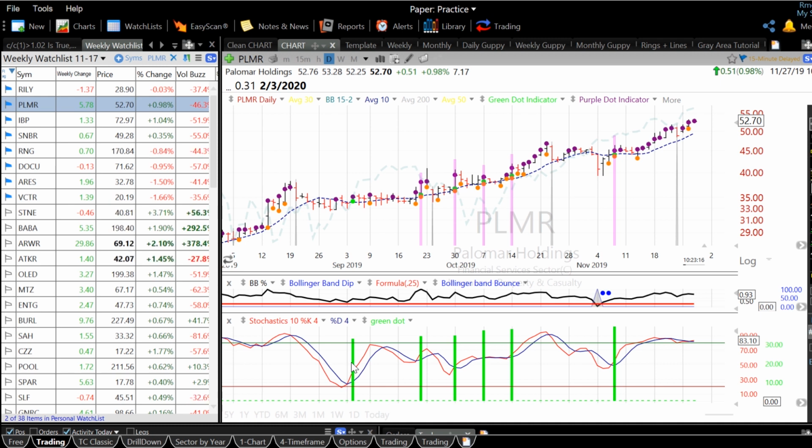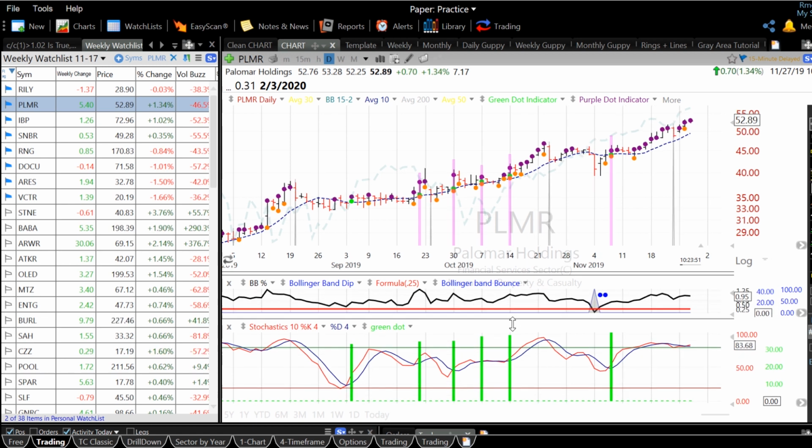So for a green dot entry, you want to make sure that your stop loss is set at least at the low of the previous 5 days. That way, if it moves against you, you can know that the green dot entry failed and that you should get out of that stock.